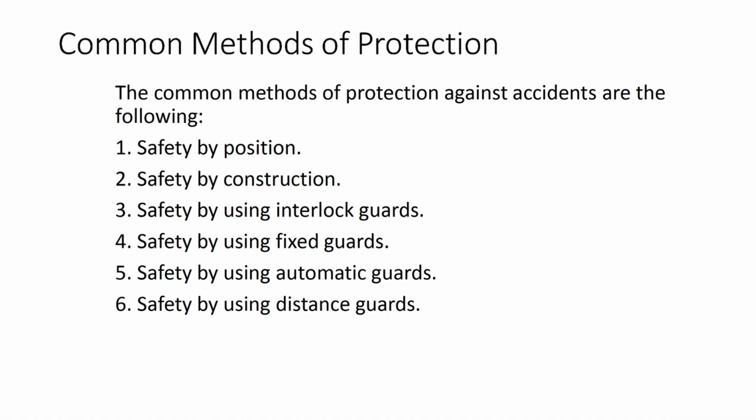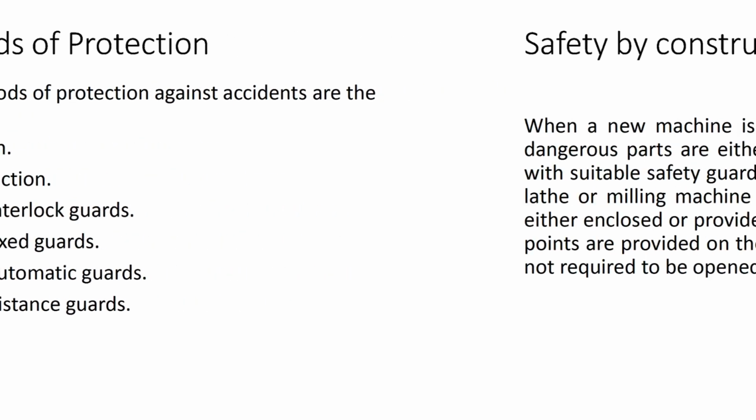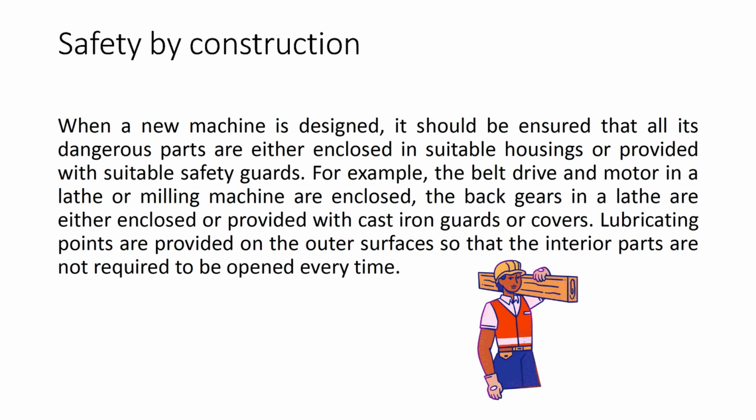Thankfully, we have common methods of protection. These are our shields against potential harm. The common methods are: 1. Safety by position. 2. Safety by construction. 3. Safety by using interlock guards. 4. Safety by using fixed guards. 5. Safety by using automatic guards. 6. And safety by using distance guards. Let's understand what each of these means. First, safety by construction.